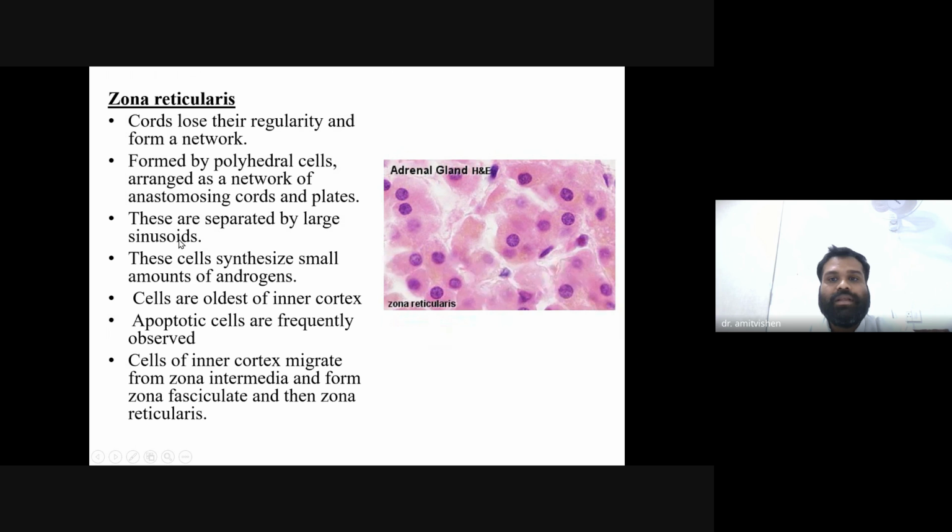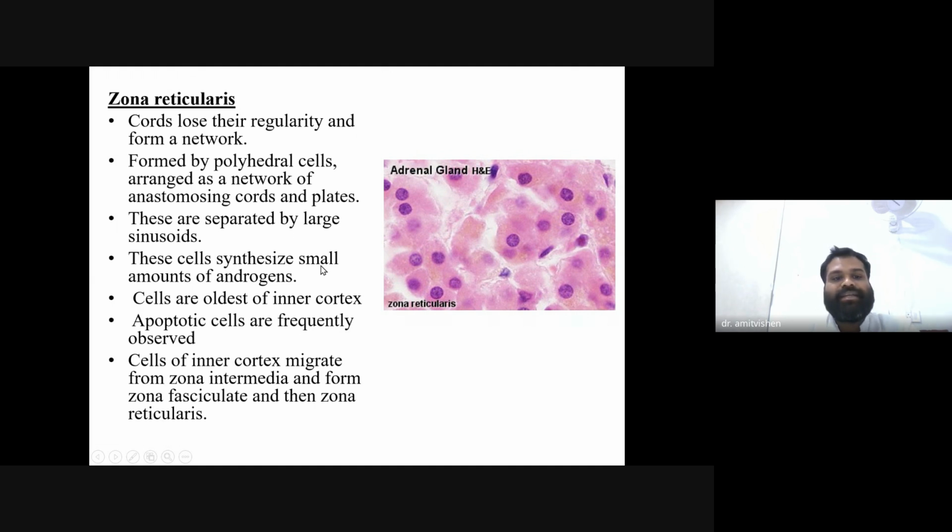They form a network, made up of polyhedral cells arranged as a network of anastomosing cords and plates, separated by large sinusoids. Sinusoidal means vacant space that will be separating different lobules or zones, and zones or lobules will contain different cells. You can see these cells here. This is the nucleus of the cell. This is the cell, but the boundary of the cells is not very clear, but the sinusoidal spaces are very clear.